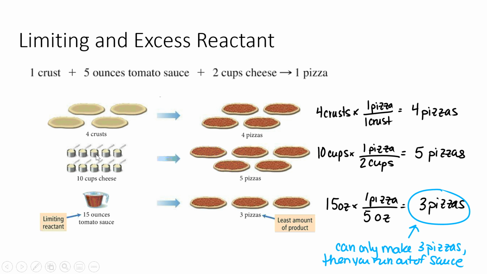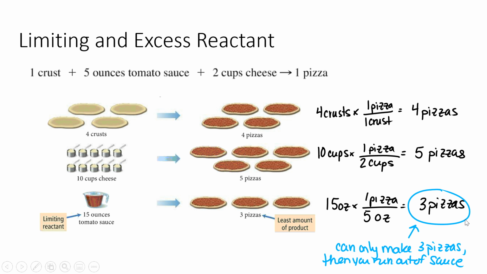Well, what if I used up all the cheese? I've got 10 cups of cheese. I need 2 cups per pizza. So I have enough cheese to make 5 pizzas. The sauce, I've got 15 ounces, but that's a 5-to-1 ratio. So I need 5 ounces per pizza. So I only have enough sauce to make 3 pizzas. So we say that the sauce is our limiting reactant. It's going to limit how much pizza we can make.